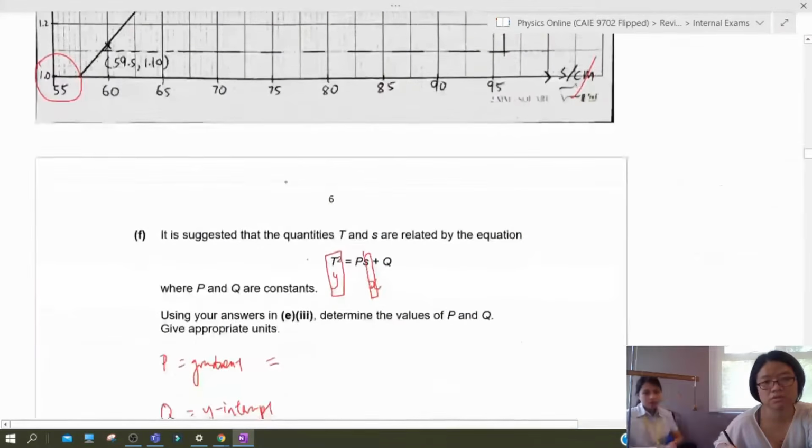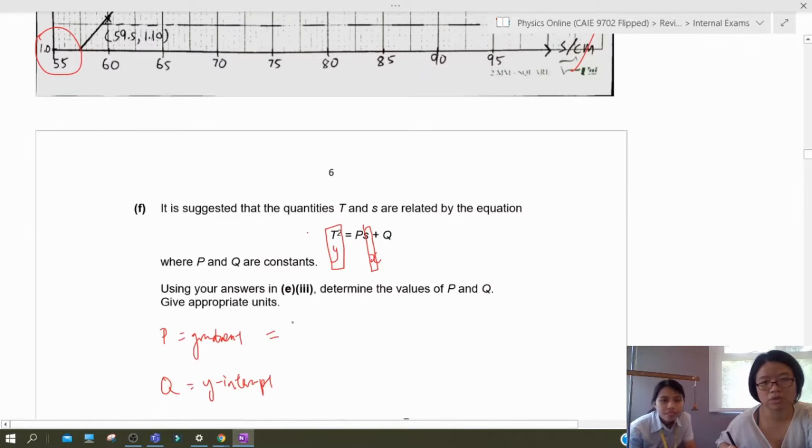4.767. Okay, so we write, lah. Can write red pen. Exam, don't write red pen. Can lah, you just write red color. 4.767.